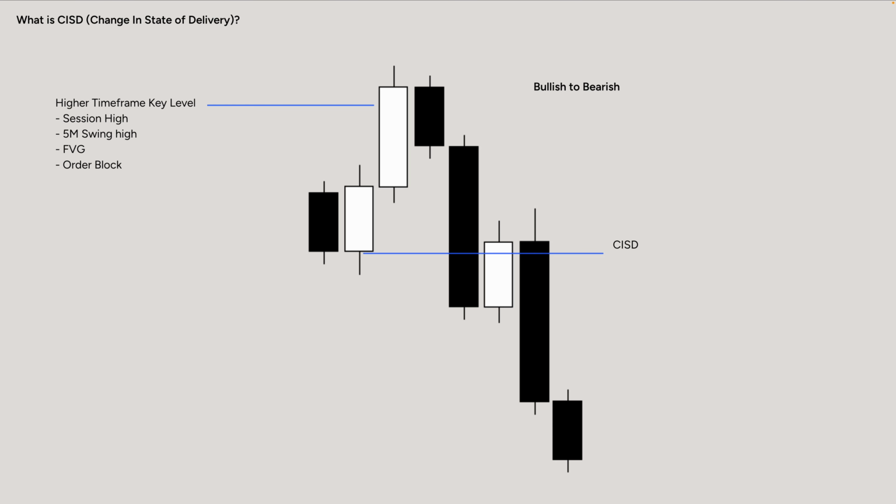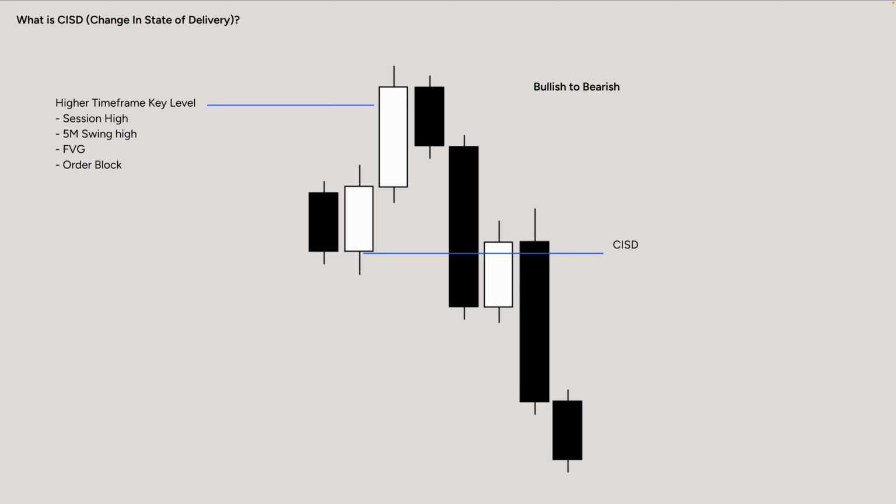We can also use the CISD as one of the price signatures on the higher time frame to signal us that a trend pullback on the higher time frame has been exhausted. But on the higher time frame, the CISD is not the only price signature. I'm going to tell you which other price signatures you can look out for.